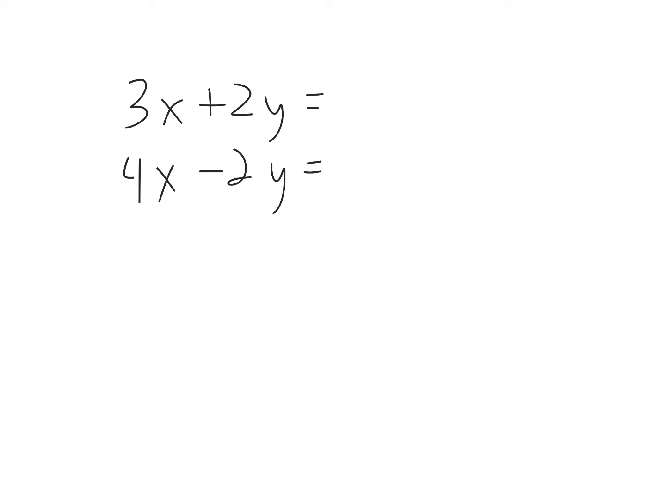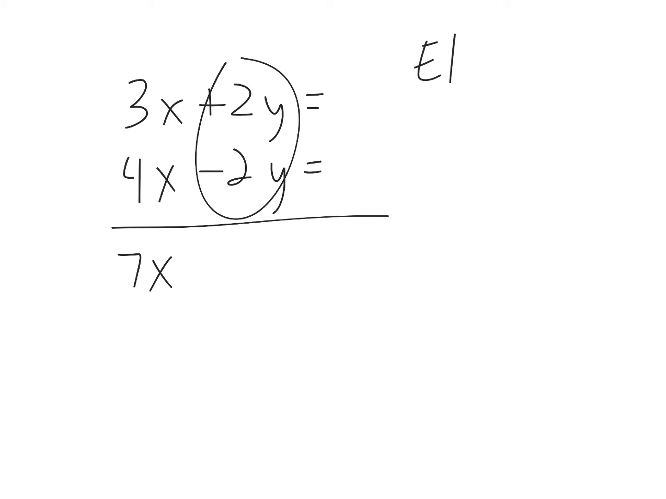the third method to solve, and when we have standard form only, we can add the two equations together if we have opposites. So if we have like 3x plus 2y equals something and 4x minus 2y equals something, then when we add those up, these guys cancel out. That's the whole point of elimination, okay?